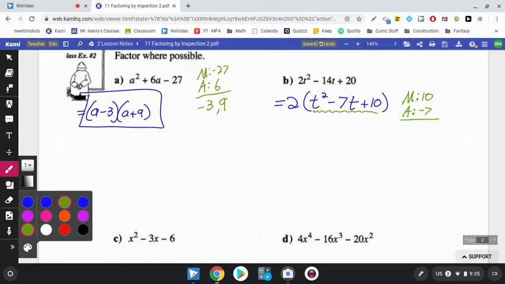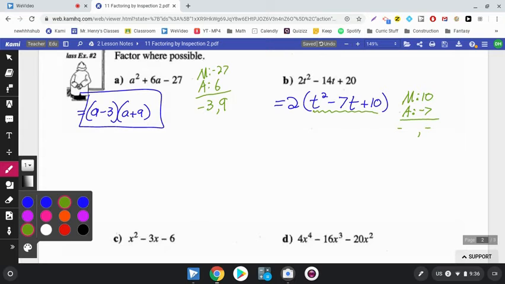Okay, well, this one I'm multiplying to a positive. I'm multiplying to positive 10. So my numbers are either both positive or both negative. I know they're both the same sign. And since I'm adding to negative 7, those numbers have to be negative, because the only way I can add to a negative is by having negatives.